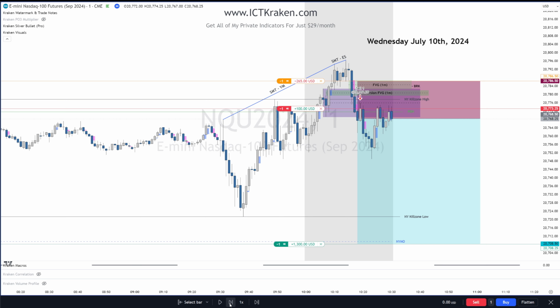Last chance to enter. It's holding again. This fair value gap's holding along with the breaker block. Not even the wicks are touching the consequent encroachment of the breaker block. So could enter again. I'm not going to.